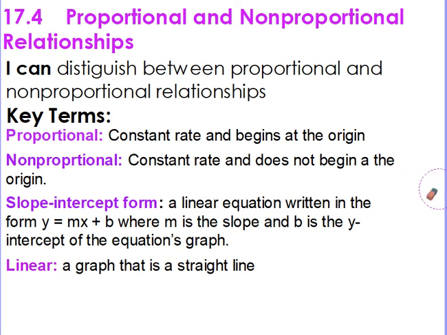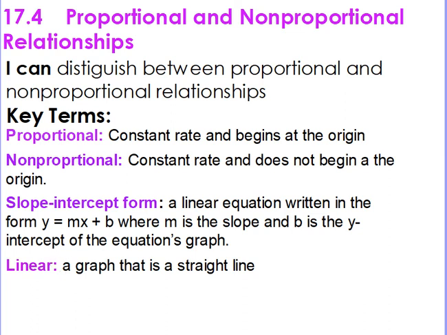Non-proportional also means it's not a straight line. So I could start at the origin, but I could be a curve. And if I'm a curve that starts at the origin, then it's not a straight line. It's not proportional. Slope-intercept form, y equals mx plus b. Anything in slope-intercept form is a linear equation, which means it makes a straight line. And linear means something that makes a straight line.